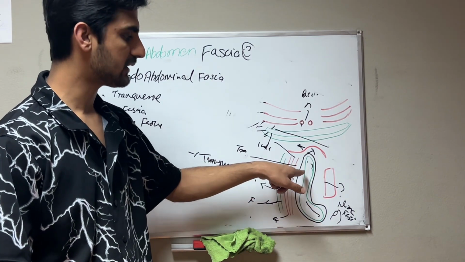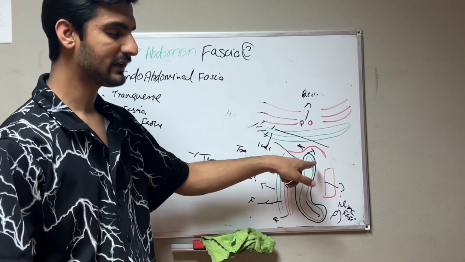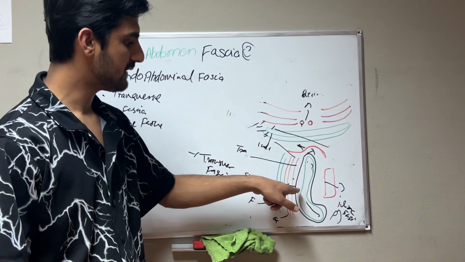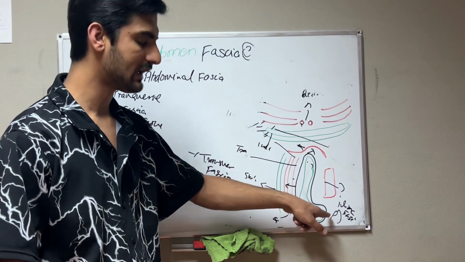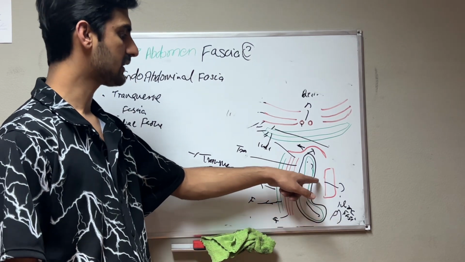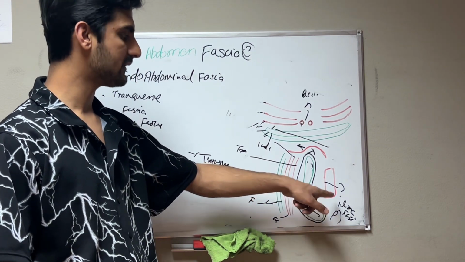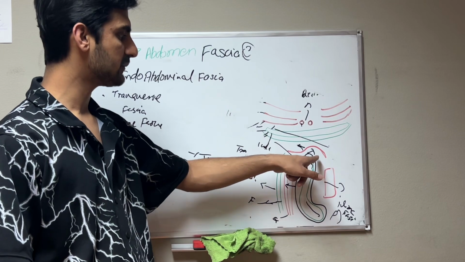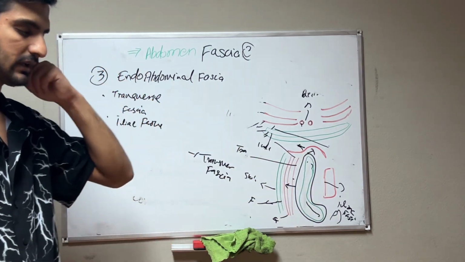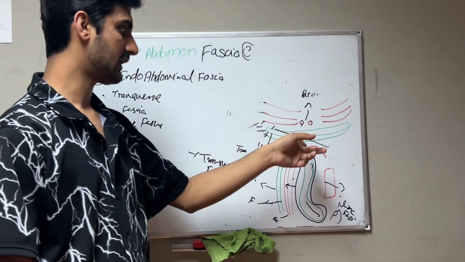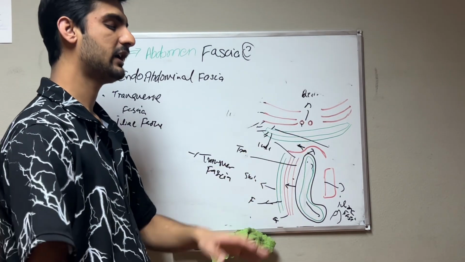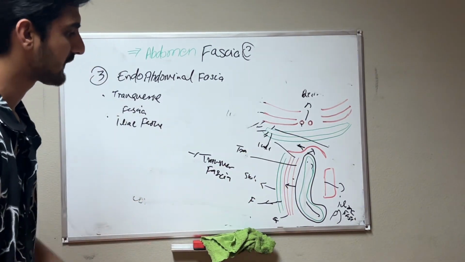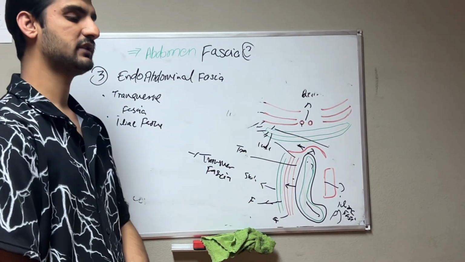The third one is the endoabdominal fascia, which is named according to location. Here, facing the transverse abdominis muscle, is called transverse fascia. Here facing the iliac crest, covering the iliac crest is called iliac fascia, and here the quadratus lumborum muscle, and also the lower part of the abdomen located in the abdominal cavity is covered by endoabdominal fascia. Okay, this is our topic about the fascia of the abdomen.